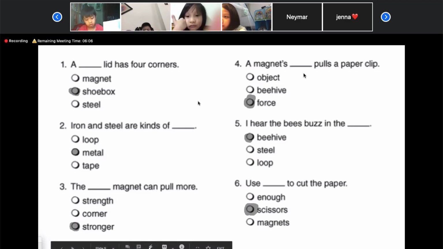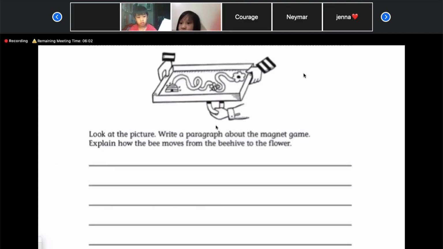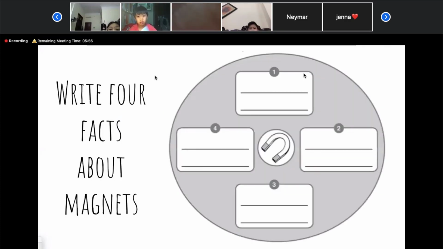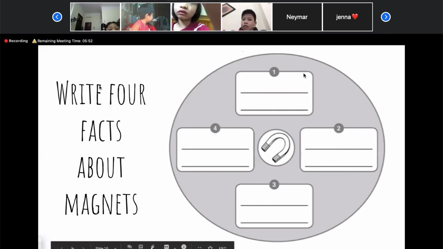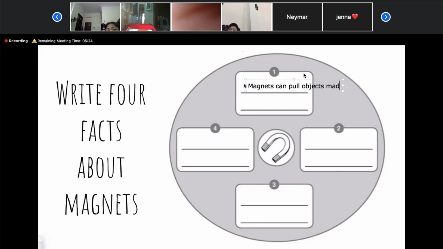So now what we're going to do is write 4 facts about magnets, and then you're going to do 2 paragraphs for homework. Okay, so what do we know about magnets? Who can tell me a fact about magnets? Katie, tell me a fact that you know. Magnets can pull objects made of iron and steel. Good job. Okay, who else knows a fact about magnets? What else have we learned about magnets?